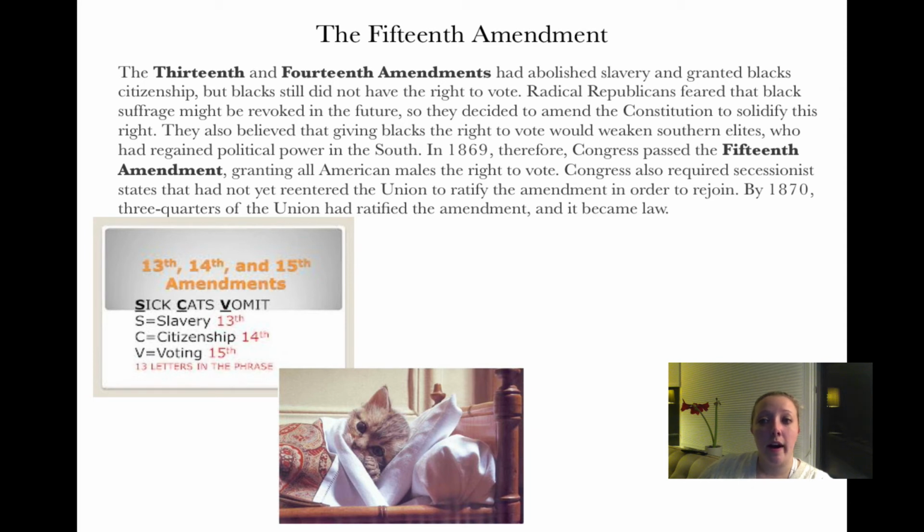Congress also required secessionist states that had not yet re-entered the Union to ratify the amendment in order to rejoin. By 1870, 3/4 of the Union had ratified the amendment, and it became law.